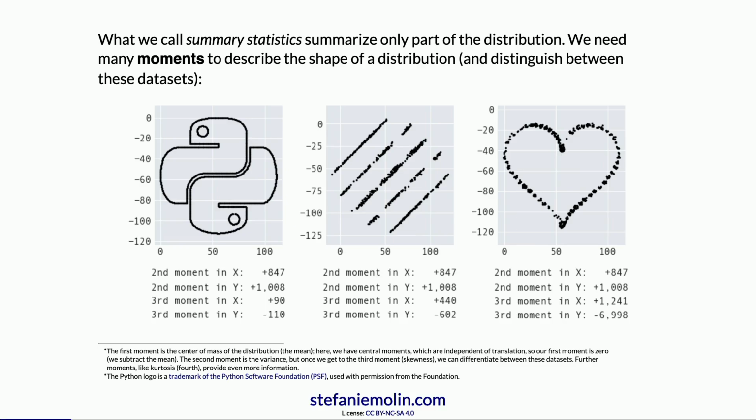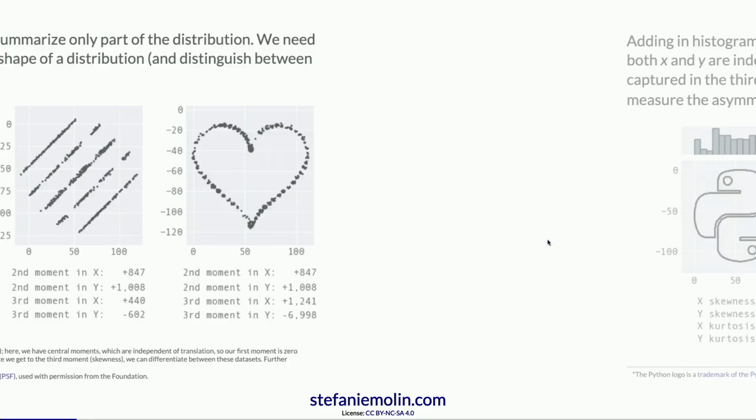So what we actually need to be able to summarize or look at the difference between these data sets at a numeric level is to use what are called moments to describe the shape of that distribution. So you can see at the bottom we have the second moment is the same, right? The second moment is going to be the variance. So we saw standard deviation was the same, so variance is the same. But when we go to the third moment, which is the skewness of the distribution, we now can see differences between x and y, between all these data sets at a numeric level.